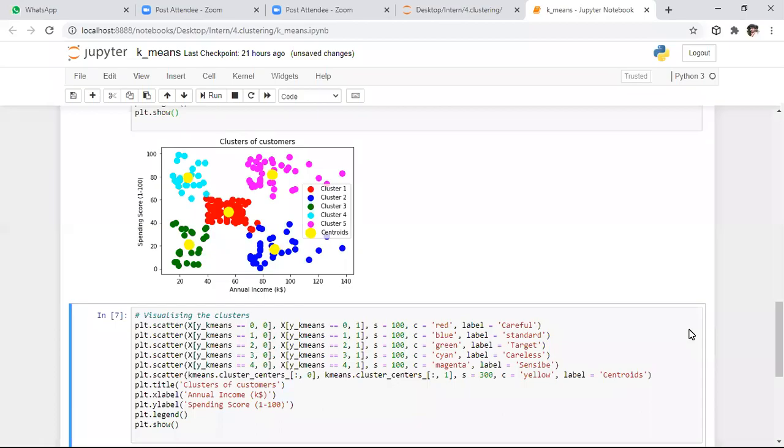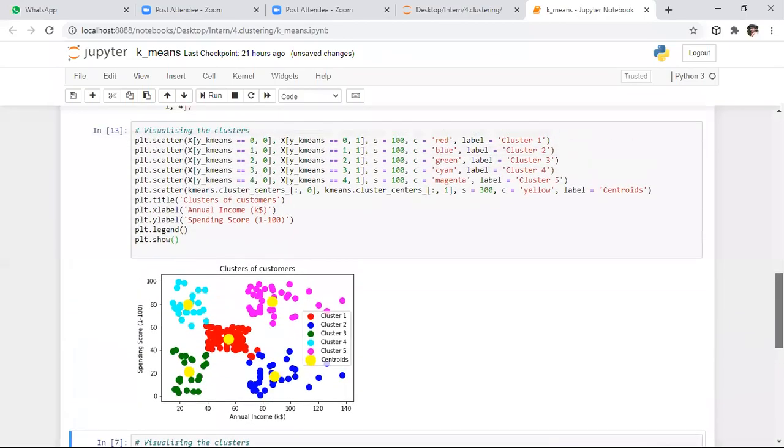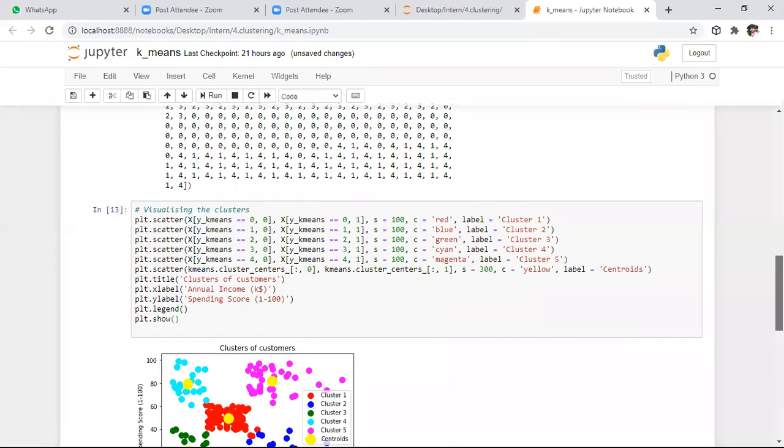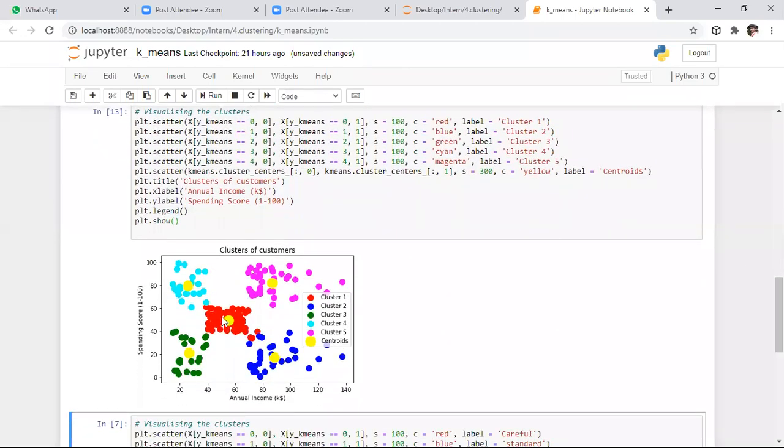What we are doing for the different clusters: here we performed each and every step. After performing each and every step, we are observing the plot. If you observe this graph, for cluster 0 we kept red color, and for cluster 1 we kept blue color. And for cluster 2 we kept some different colors.